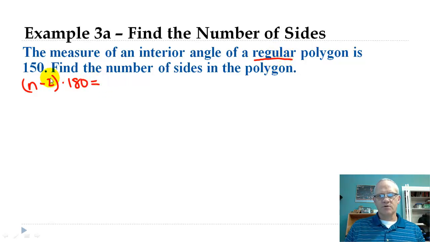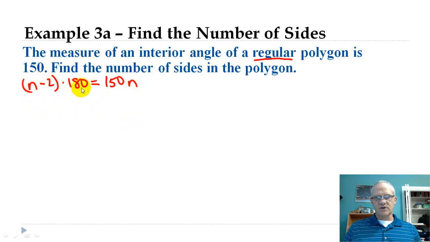Well, remember, if the number of sides were 3, and each angle was 150, I could do 150 times 3. If it was 4 sides, I could do 150 times 4, and so forth. So I'm just going to say 150, because that's each angle, times n, however many sides we have. We just don't know what the number of sides is. But it works because this n is the same as this n.